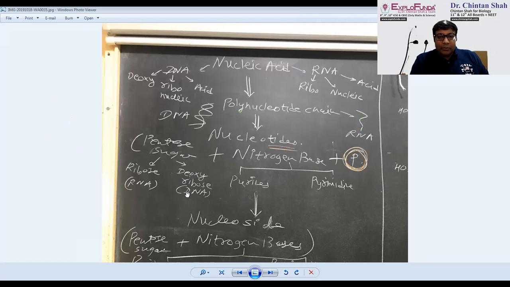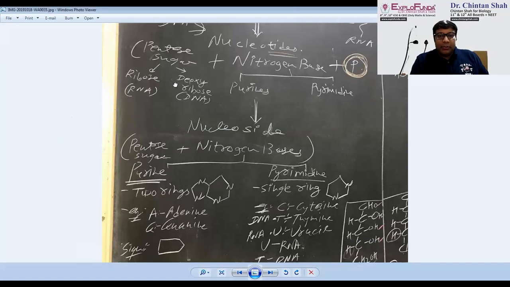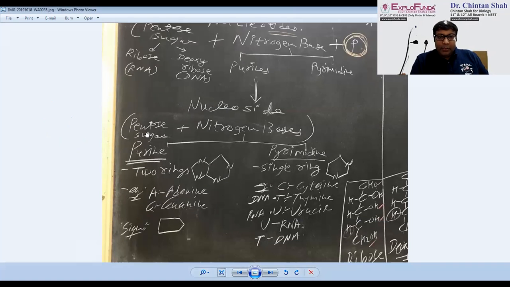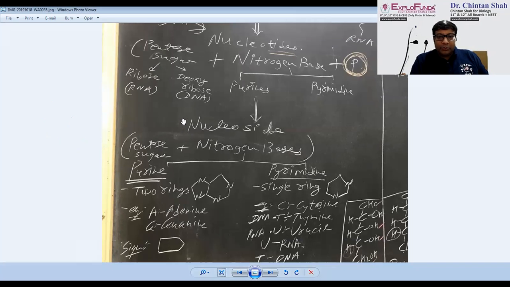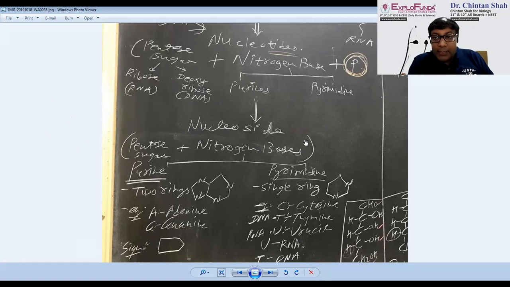Now I will give you some more detail about the nitrogen base. So now I'm just looking at the nucleoside. A nucleoside has the pentose sugar, which I already told you about, that is ribose and deoxyribose, and a nitrogen base. There is no phosphorus. If there is no phosphorus, then only it is known as a nucleoside.